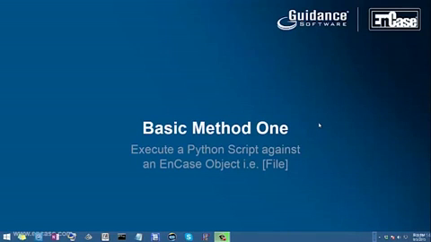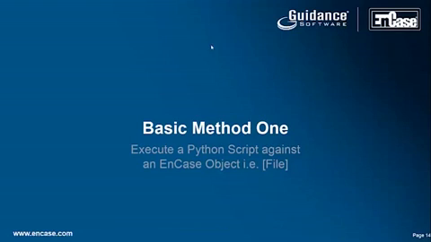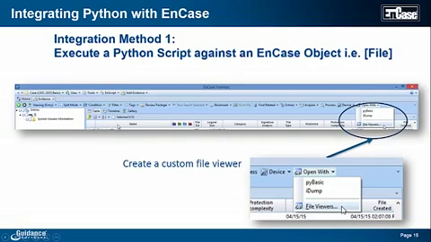So let's start with the simplest method: executing a Python script against an EnCase object, for example, a file. For this particular example, we don't actually have to use an EnScript. We're going to use a file viewer to access the Python script and specify a specific file to operate on with that script. The way we do this in EnCase is quite simple. We're going to use the PyBasic script that we have developed in Python, which I'll show you in a second. We're going to select a specific file within EnCase, and we're going to execute the file viewer PyBasic.